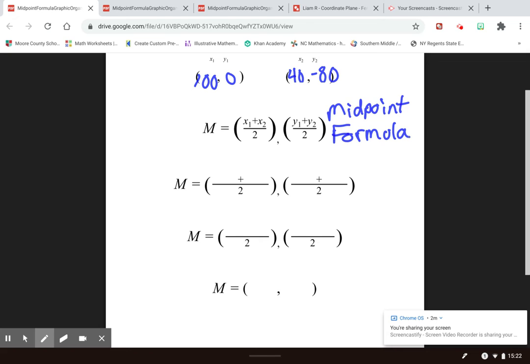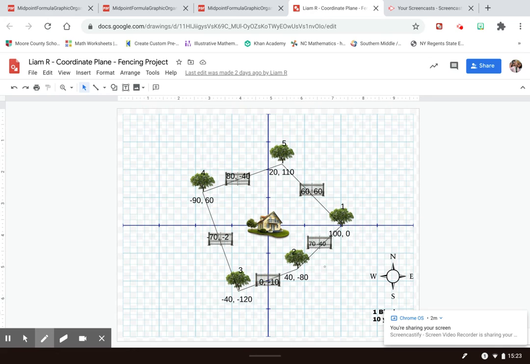So in this particular problem, my x1 is 100 and my x2 is 40. I just substitute them in right like that. And my y1 is 0, and my y2 is a negative 80, so I just substitute them in right like that. So 100 plus 40 is 140, and 0 plus a negative 80 is a negative 80. So 140 divided by 2 is going to be 70, and negative 80 divided by 2 is a negative 40. So we see that the midpoint between tree number 1 and tree number 2 is at 70, negative 40. If we look at this particular drawing, we see that it was at 70, negative 40.